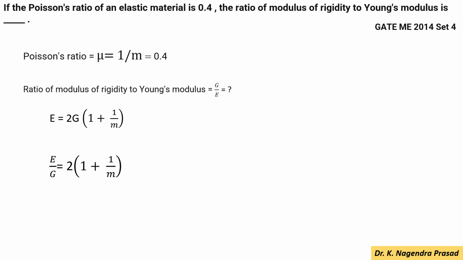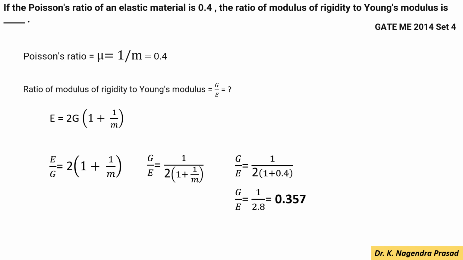Then E by G equal to 2 into 1 plus 1 by m. Then G by E equal to 1 divided by 2 into 1 plus 1 by m. Then substitute the 1 by m value, 0.4. Then G by E equal to 1 divided by 2 into 1 plus 0.4. Then G by E equal to 1 divided by 2.8 equal to 0.357.